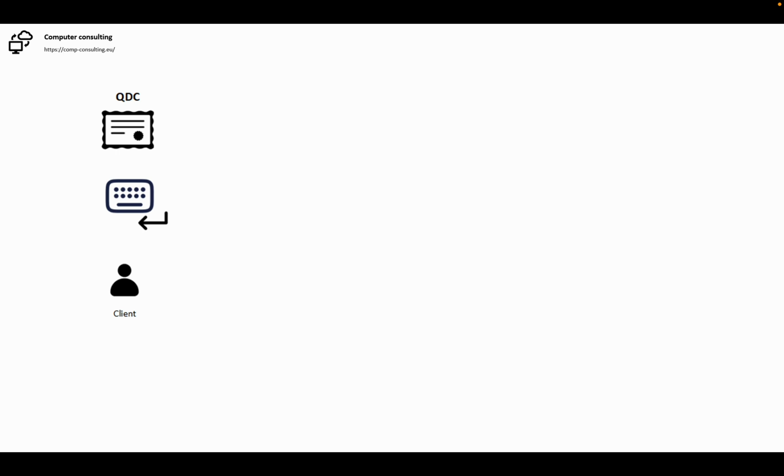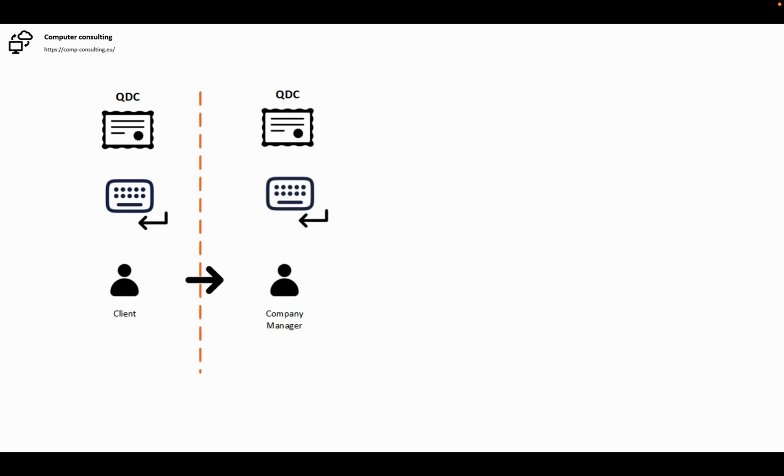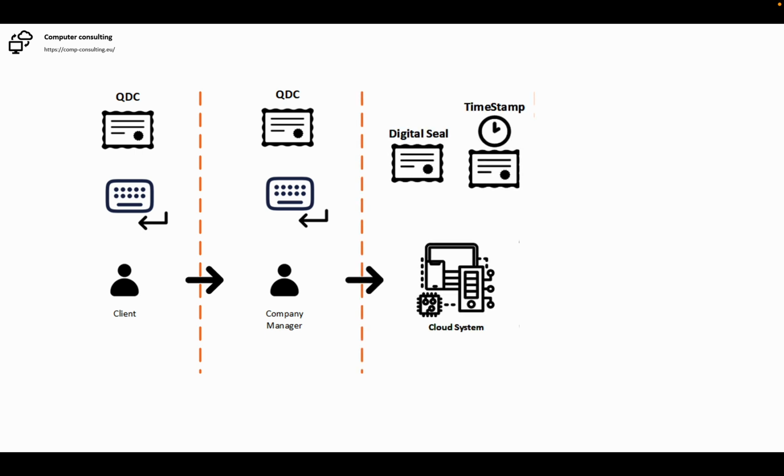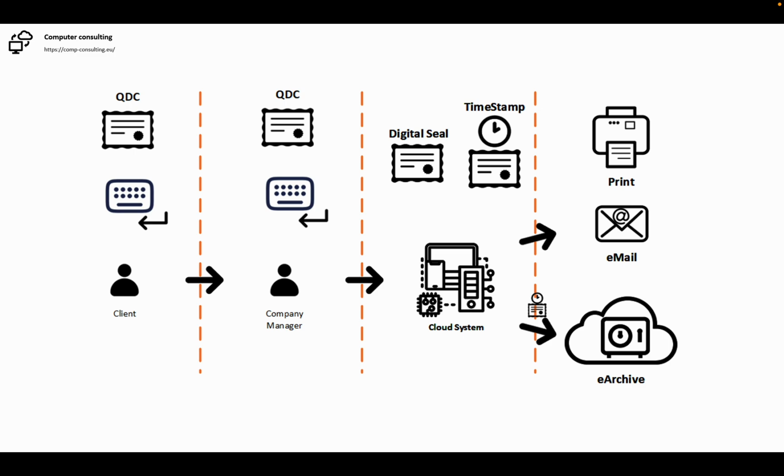The procedure of signature is quite simple. I will act as a client. I will sign a contract with my partner, so the second signatory will be the company manager, and the document will be digitally sealed and time-stamped before being imported into the electronic archive and sent to the client by email. So each document will embed 3 different signatures.